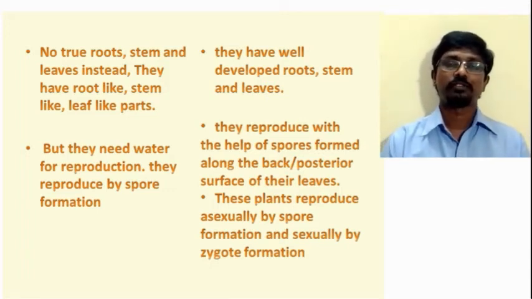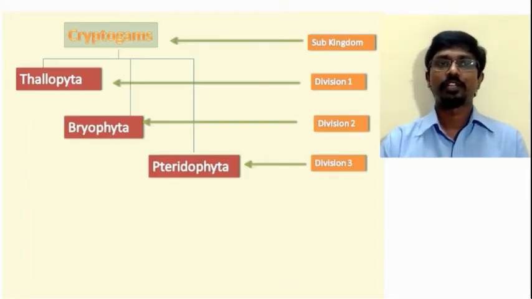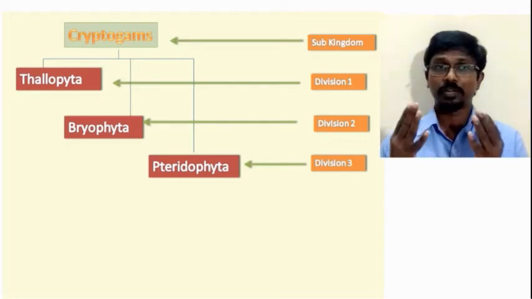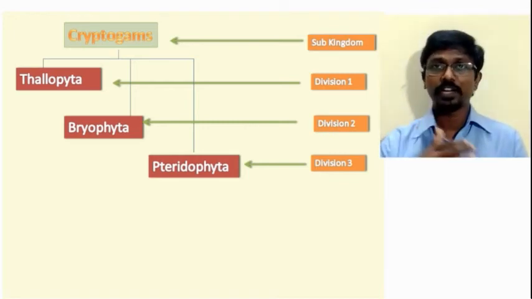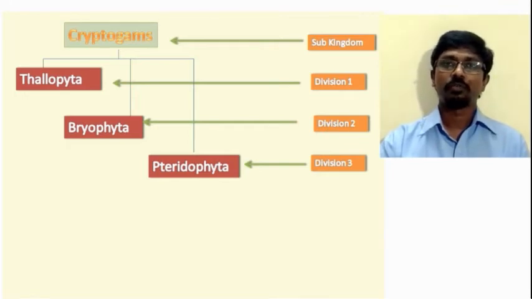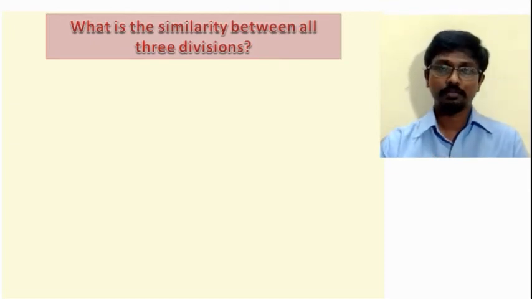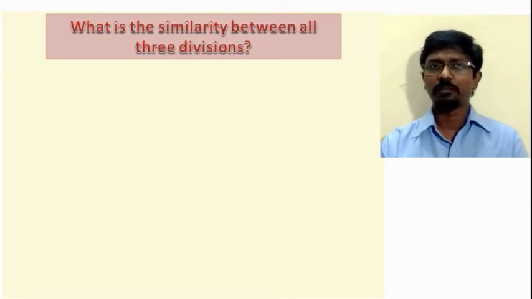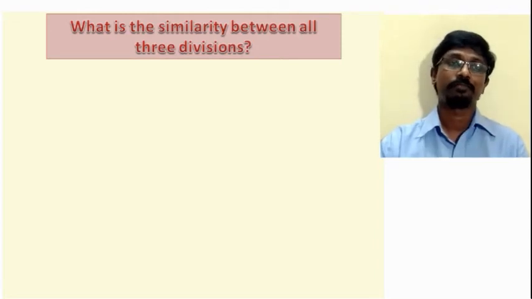So students, in the last two lessons, the previous one and the present one, we saw the subkingdom Cryptogams. It consists of three divisions. We saw about Thallophyta, Bryophyta, and Pteridophyta. Now, what are the similarities? Some time ago we saw the differences, which is true, but all three of them come under one subkingdom, that is Cryptogams. So there would be some similarities. What are they? Let's see if you are able to tell me. I'm going to wait for some time.